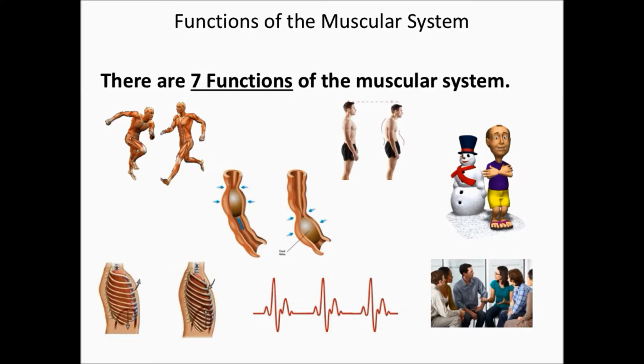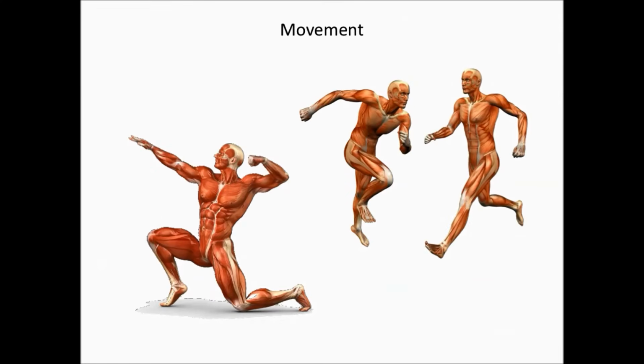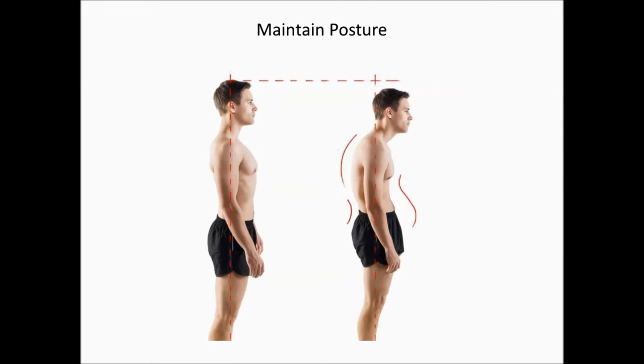Next, we'll discuss the 7 functions of the muscular system. The first function is movement, and as mentioned before, when coupled with the skeletal system, the muscular system will promote movement and locomotion. The second function of the muscular system is to maintain posture. Muscles of the back, specifically the lower back, are constantly under contraction to maintain the body's upright and erect position.